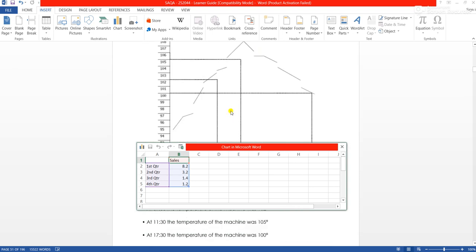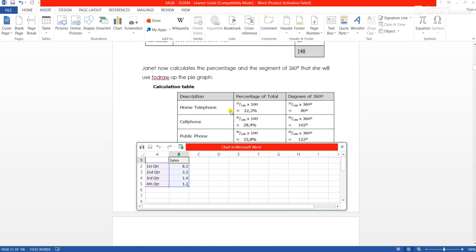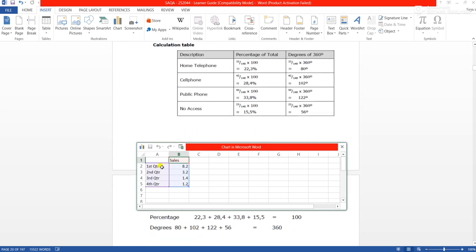Let's check. Okay, this is probability. So based on what we were given, we will name our data: home telephone, cell phone, public phone, and no access.